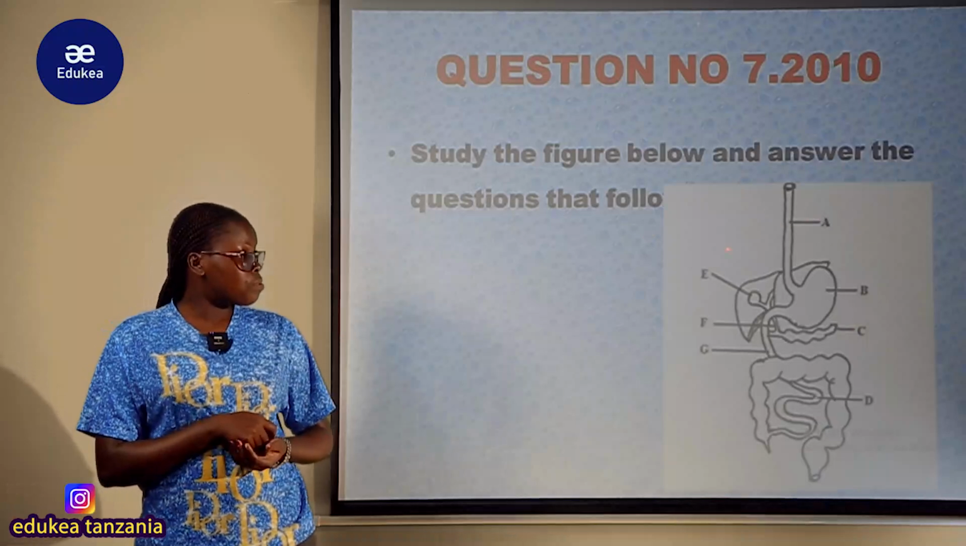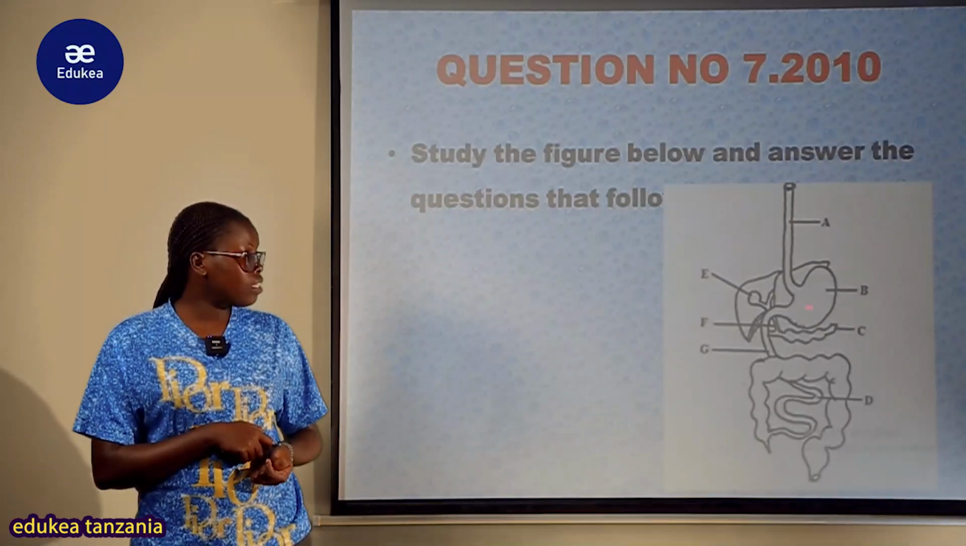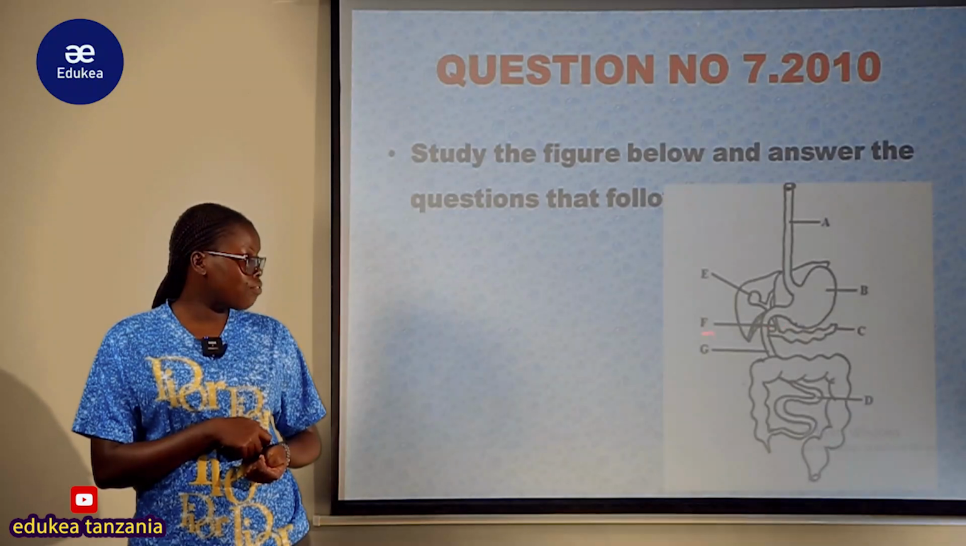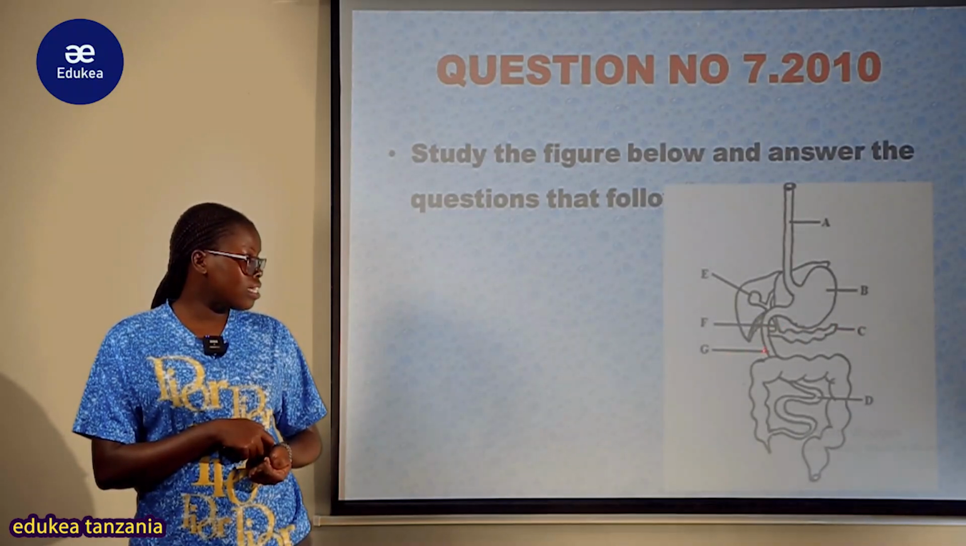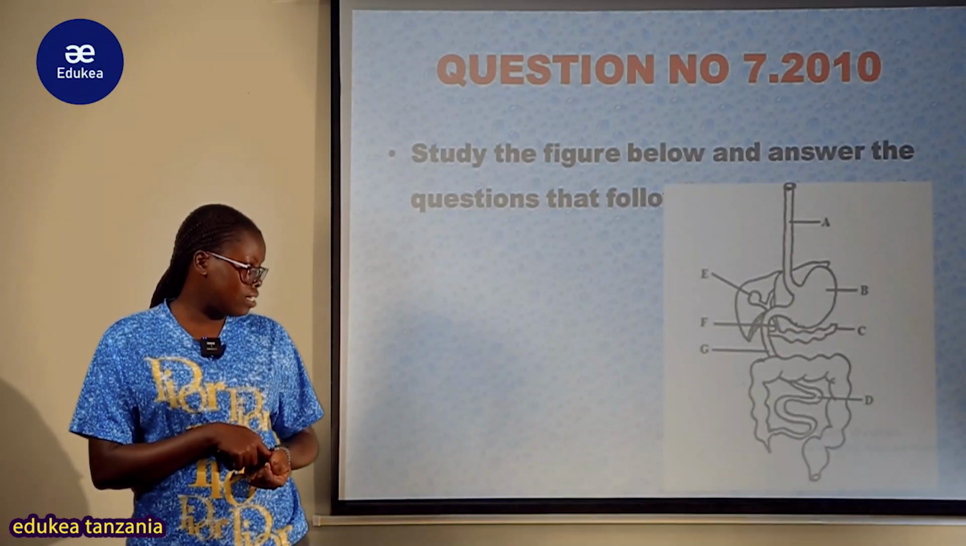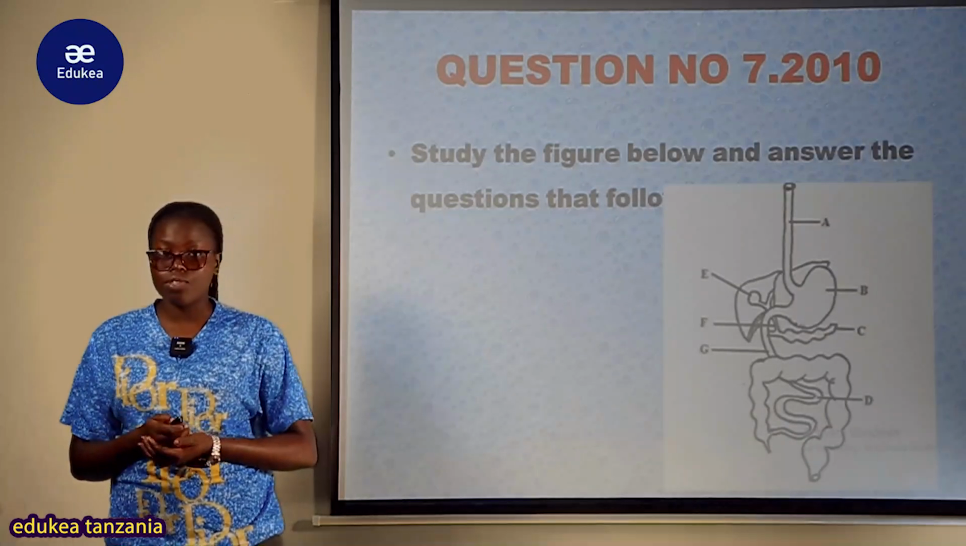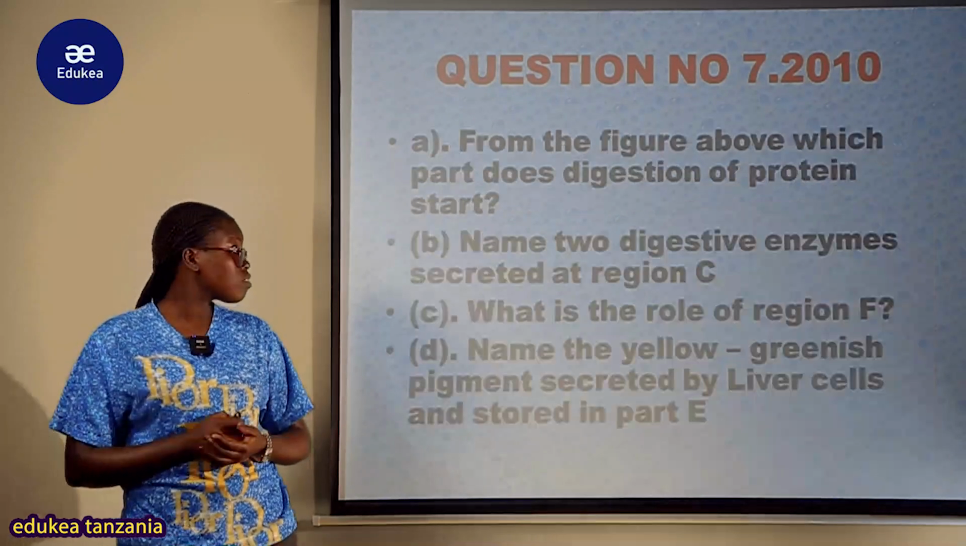This is a diagram which has been given here. Letter A, this is letter B, this is letter E, this is letter F, this is letter C, this is letter G, this is letter D. Now, after studying it very carefully, we have to see the question that follows.